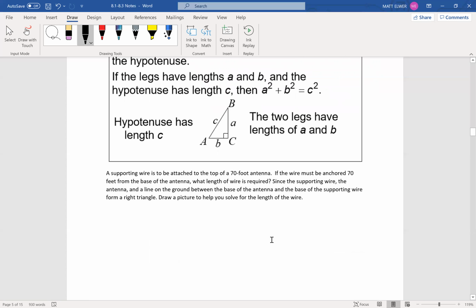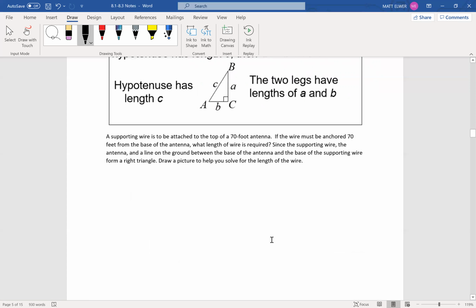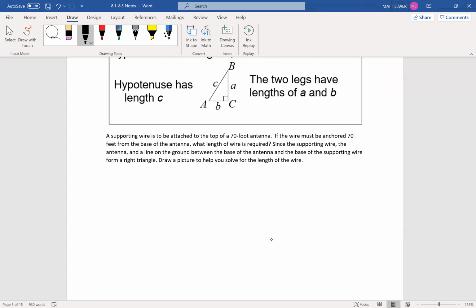So this example says, a supporting wire is to be attached to the top of a 70-foot antenna. So we have a 70-foot antenna. And then it says if the wire must be anchored 70 feet from the base of the antenna, what is the length of the wire required? So we have this antenna that's 70 feet, and this wire has to be anchored 70 feet from the base, so we can get this triangle here.